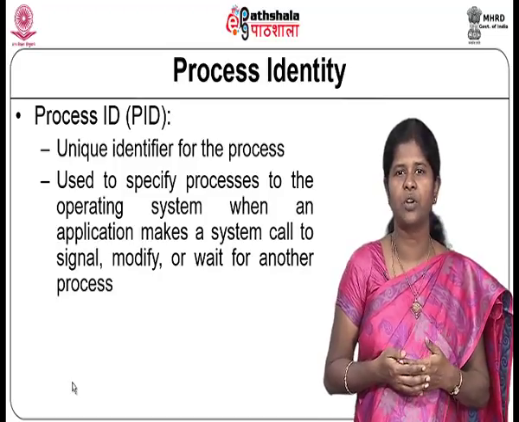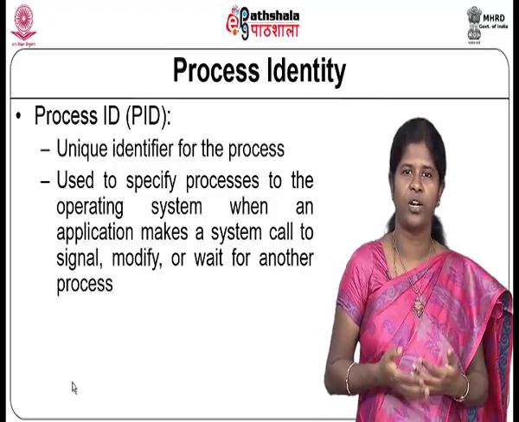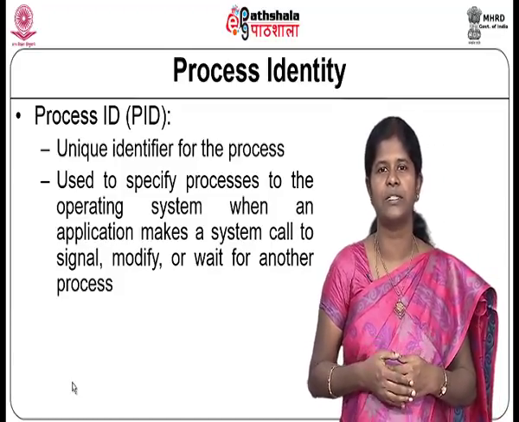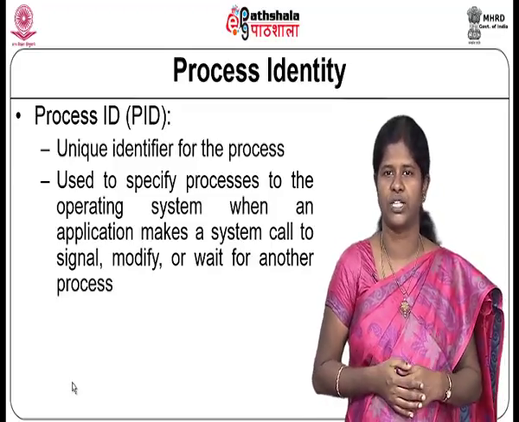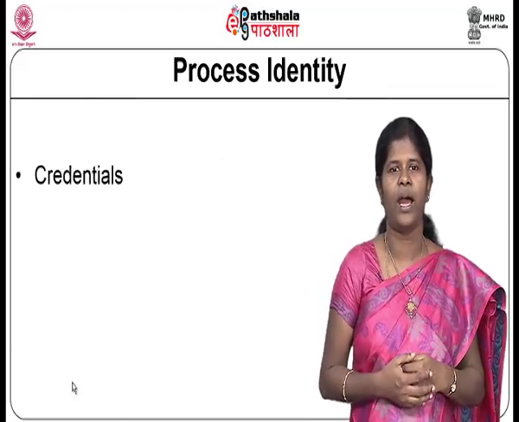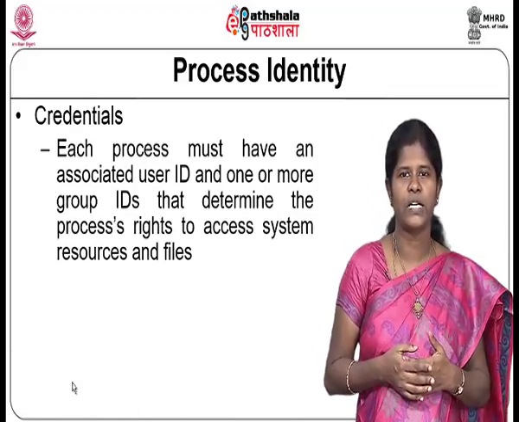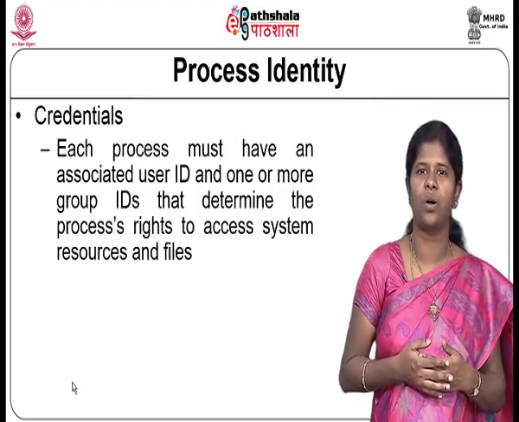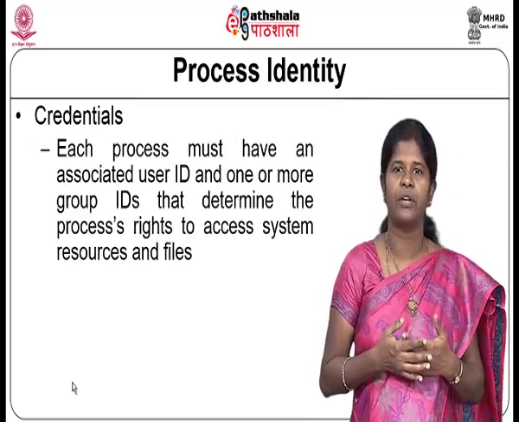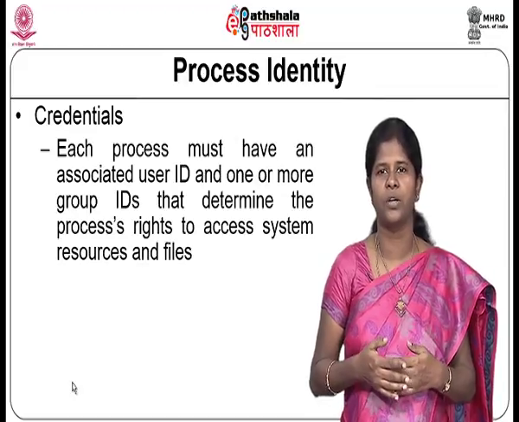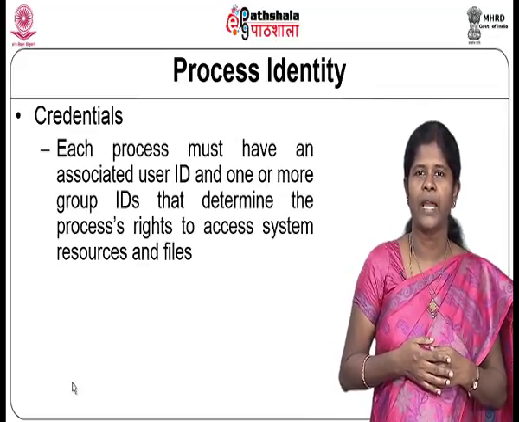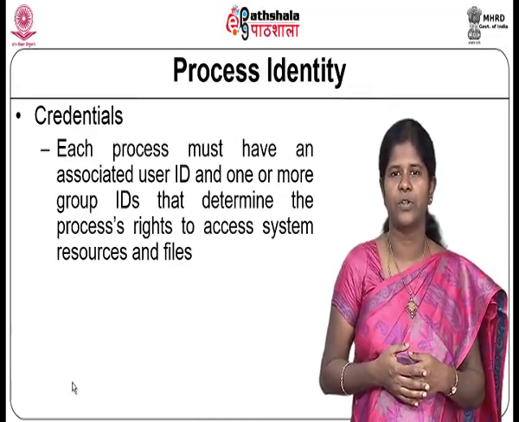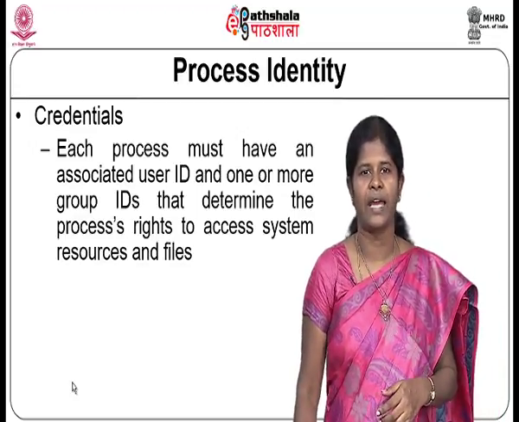So, when you want to make a system call to signal a process or to modify a process, say if you want to wait for a particular process, then this process ID should be given as an argument to the calls which do these functionalities. And then you have something called the credentials. Each process has some IDs associated with it. One of those IDs is called the user ID, and then you also have one or more group IDs with which the process is associated, and these IDs determine the access rights of the process to access system resources and files.